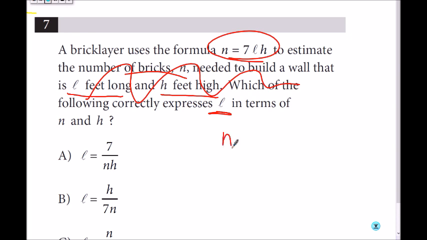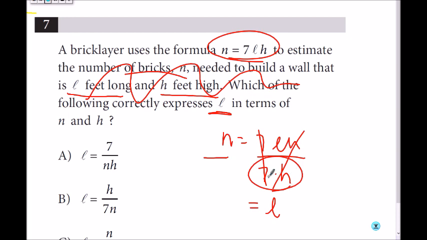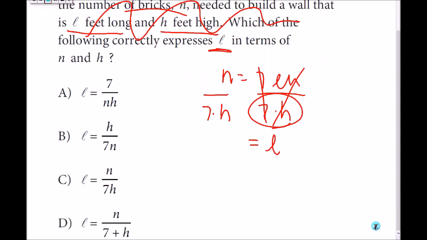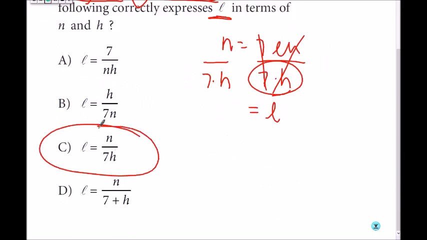So N equals 7LH. Solving for L means you have to get rid of everything else on the same side. So I divide by 7, and I have to divide by H. If you do that, I get L by itself. But if you do one thing on one side, you have to do the same thing on the other side. So I get N over 7H. N over 7H is L. C.